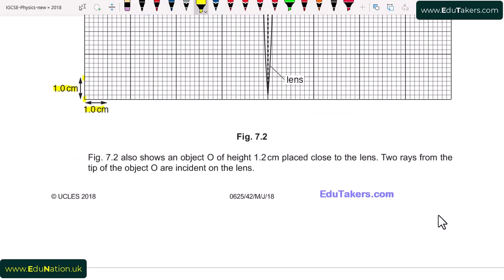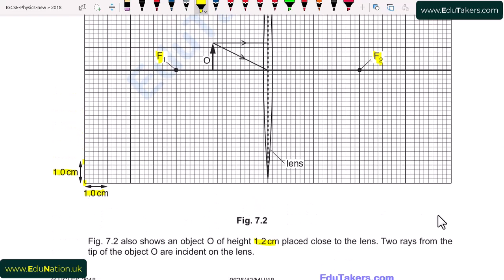Figure 7.2 also shows an object O of height 1.2 cm placed close to the lens. Two rays from the tip of the object O are incident on the lens. So here we can see the object whose height is 1.2 cm, and it is placed inside the principal focus, and two rays are emerging from this object.